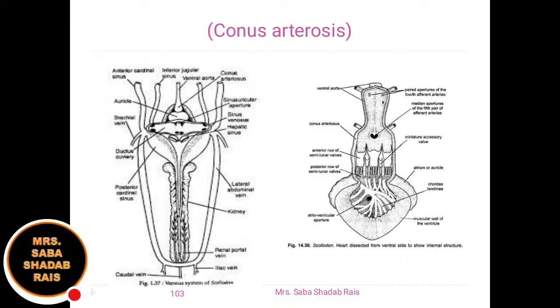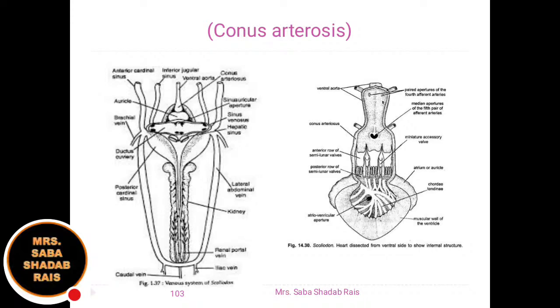Okay, let's move ahead. The last chamber is the conus arteriosus. Now see, I am telling you that we will talk in continuation. It is the chamber next to the ventricle. If you see the diagram carefully, you will come to know that the conus arteriosus is nothing but an extension of the ventricle, isn't it? It looks like an extension of the ventricle, and it is also an accessory chamber of the ventricle.